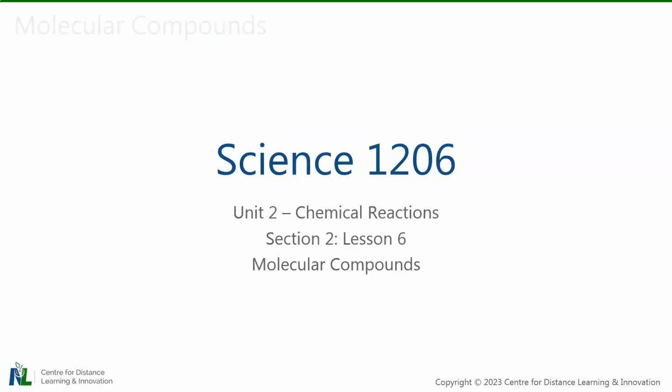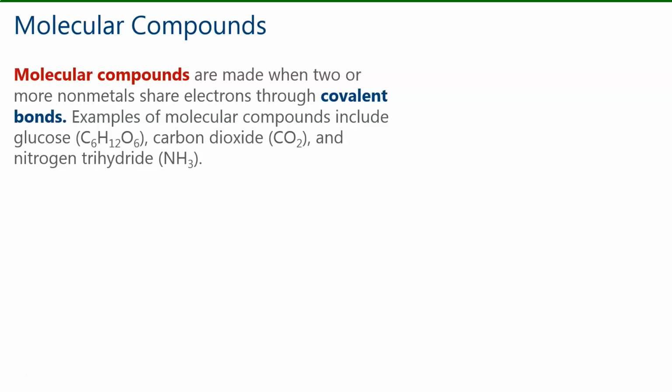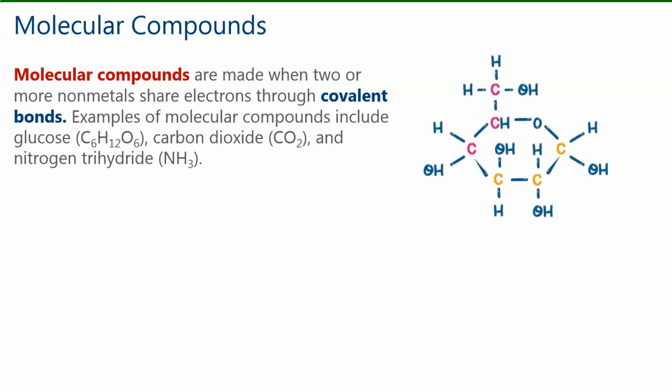Let's begin. What are molecular compounds? Molecular compounds are made when two or more nonmetals share electrons through covalent bonds. For example, this is a molecular compound, glucose, and we have three nonmetals, hydrogen, carbon, and oxygen, that are sharing electrons through covalent bonds. Examples of molecular compounds include glucose, shown here, carbon dioxide, and nitrogen trihydride.